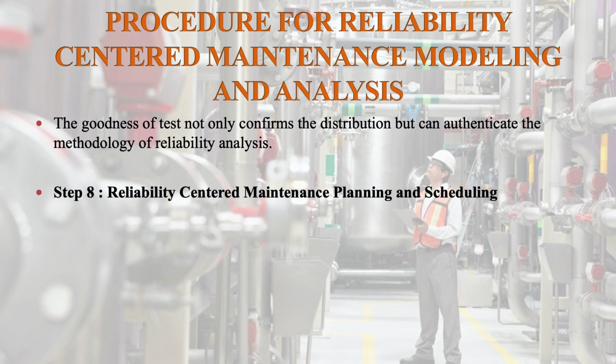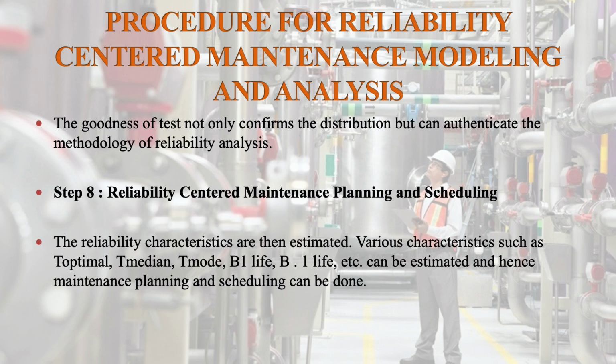Step 8. Reliability centered maintenance planning and scheduling. The reliability characteristics are then estimated. Various characteristics such as T optimal, T median, T mode, B1 life and B10 life, etc. can be estimated, and hence maintenance planning and scheduling can be done.